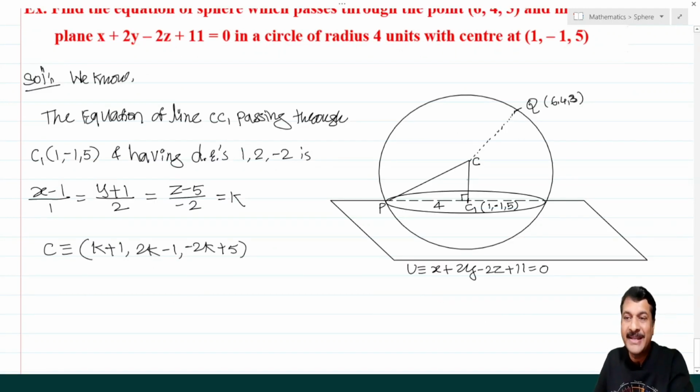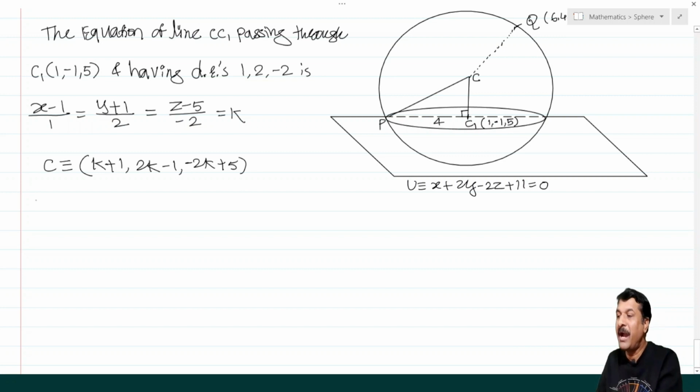Now our main target is this triangle. So we have this PC1. We can find the CP. How? Because CP is the radius of the sphere and here CQ is also the radius of the sphere. And we know the point Q, and we have C in the form of k. So by the distance formula we can find CQ. Also we can find CC1 by the distance formula.